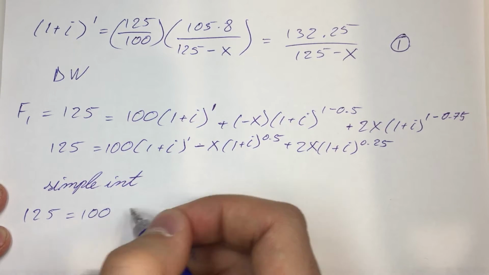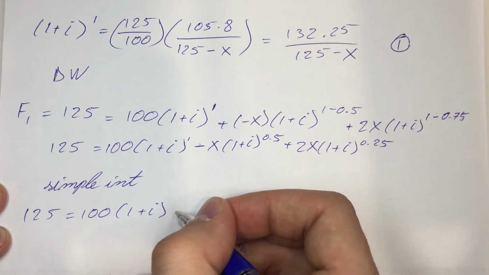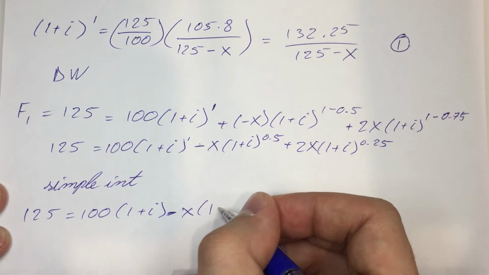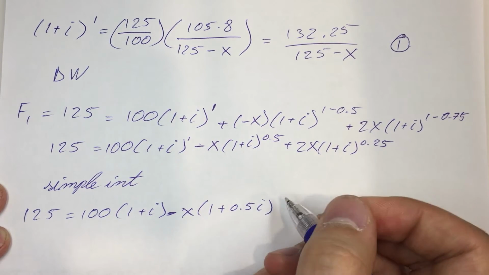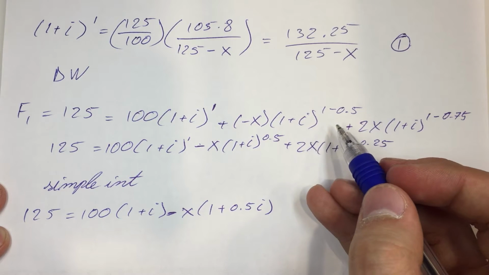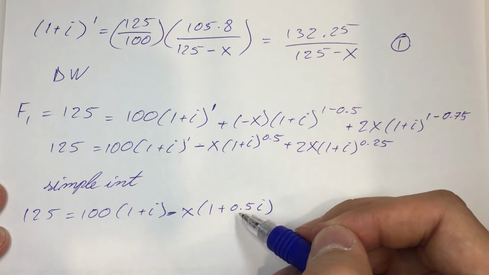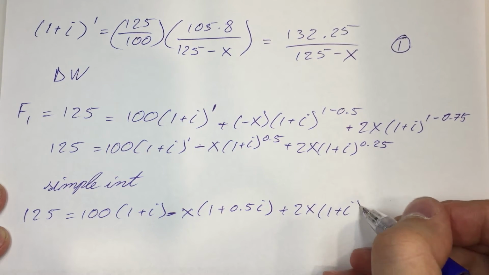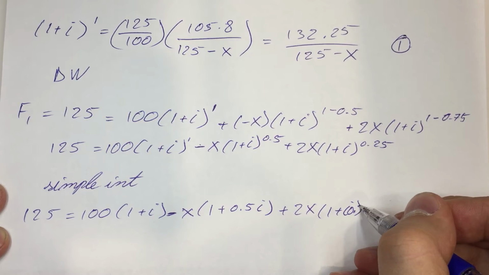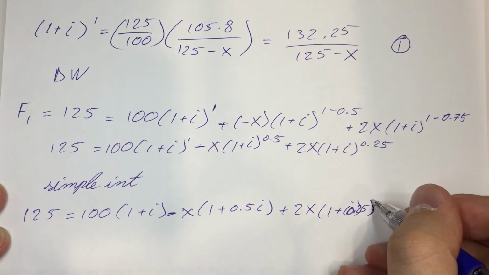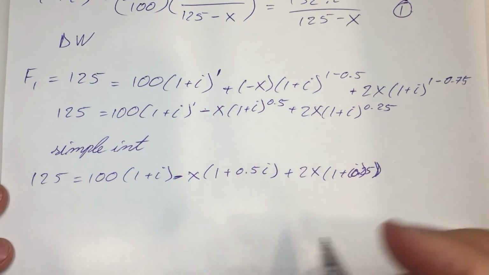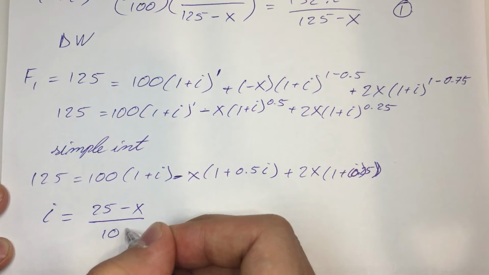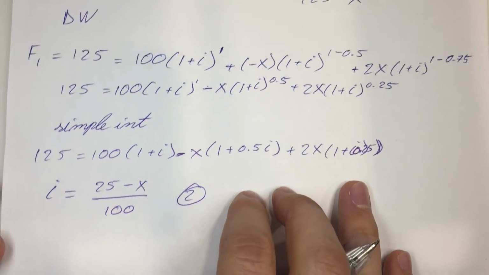$125 will equal 100 times 1 plus I, minus X times 1 plus 0.5I. So what we're simply doing with this approximation is just bringing that exponent into the bracket. Plus 2X times 1 plus 0.25I, pardon me. Therefore, we get that I equals 25 minus X divided by 100. And we'll label that as equation 2.